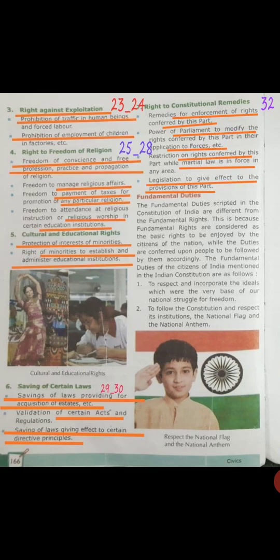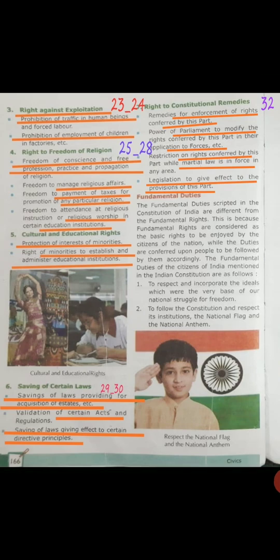Fifth right is the cultural and educational rights. It includes protection of interests of minorities, and the right of minorities to establish and administer educational institutions. So cultural and educational rights means that it protects the interests of minorities. Like in India, Muslims are in minority because in the whole of India we are less in number as compared to Hindus. So, as an example, the Muslims are given the right to establish their educational institutions. Even to protect the interests of minorities, those people who are in minority, whether based on religion, population, caste, or creed, they are protected in their rights by the constitution.